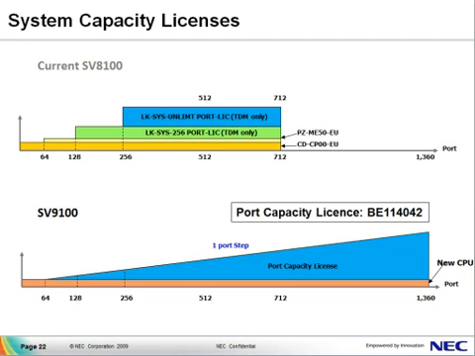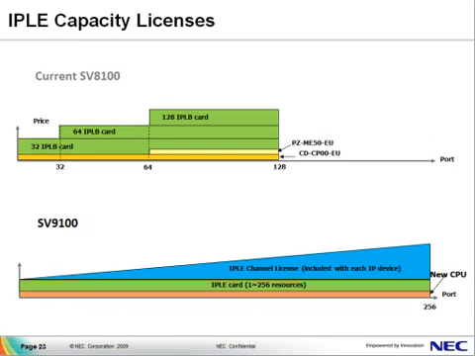With the new CPU you still get 64 ports available. However, from that point onwards, you purchase port capacity licenses individually, and these are also used not only for TDM devices but also for IP trunks and also IP extensions. The port capacity license on the SV9100 is BE114042.